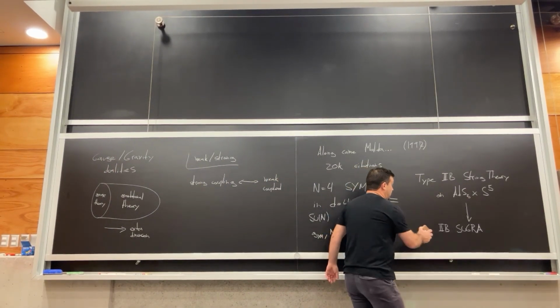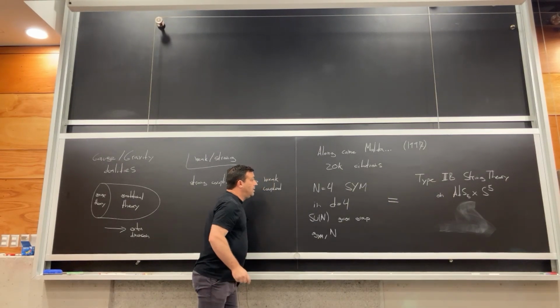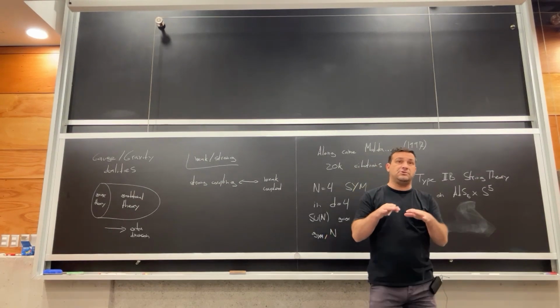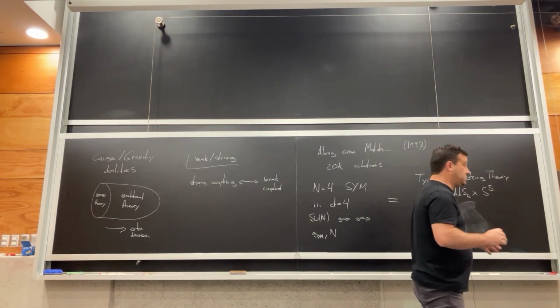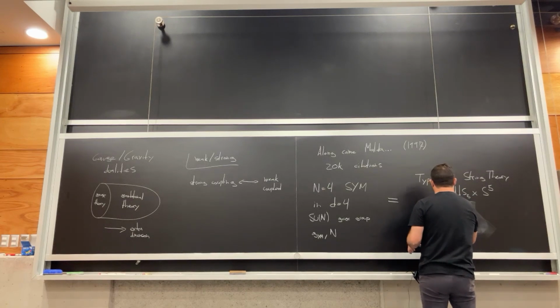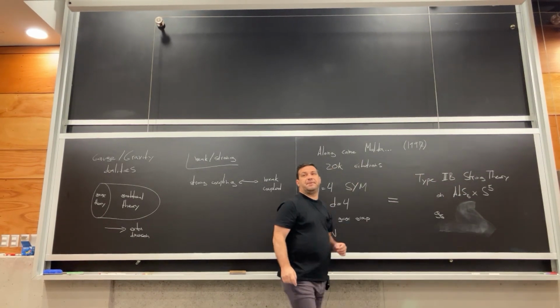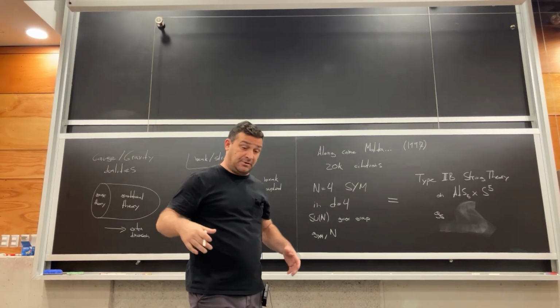So let me just erase this. What are the parameters here? Well, string theory also comes with a coupling constant. So now we have coupling constant g_string. Okay, so this controls basically the same as the Feynman diagrams.